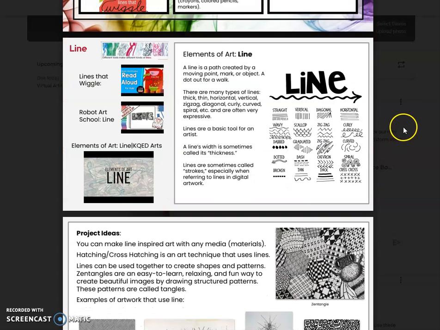Now a line is a path created by a moving point, a mark, or an object. It is basically a dot out for a walk. There are many different types of lines, and there are many basic tools for making lines. A line's width is sometimes called its thickness, and sometimes lines are referred to as strokes. The video here, Elements of Art Line, is a video that I want 5th grade students watching this week.